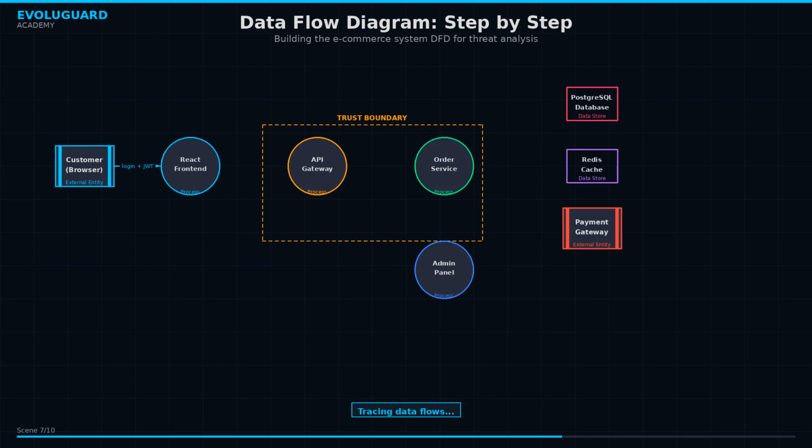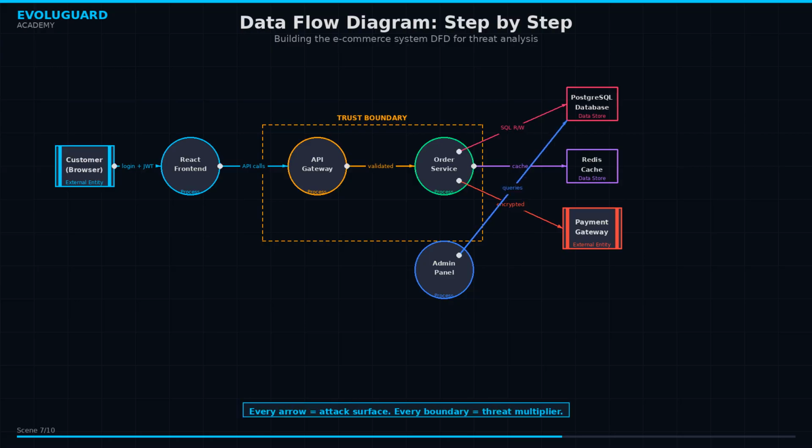Now we trace every single data flow. The customer sends login credentials to the frontend. The frontend sends JWT-authenticated API requests to the gateway. The gateway forwards validated requests to the order service. The order service reads from and writes to the database. The order service sends encrypted payment data to the payment gateway, and the admin panel queries the database directly for reporting. Every arrow on this diagram is a potential attack surface. Every trust boundary crossing is a point where threats multiply.